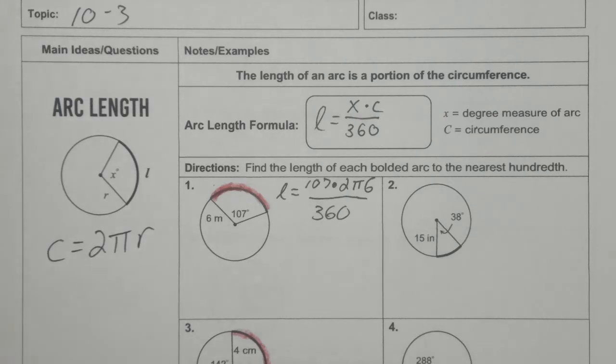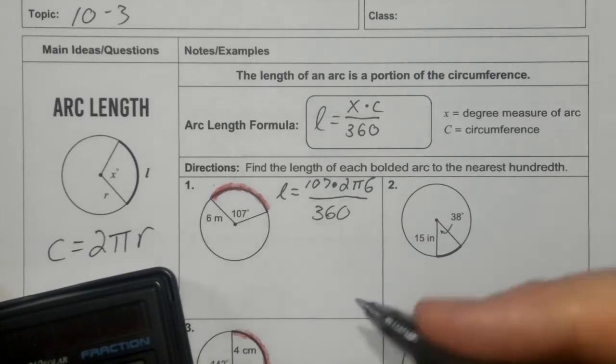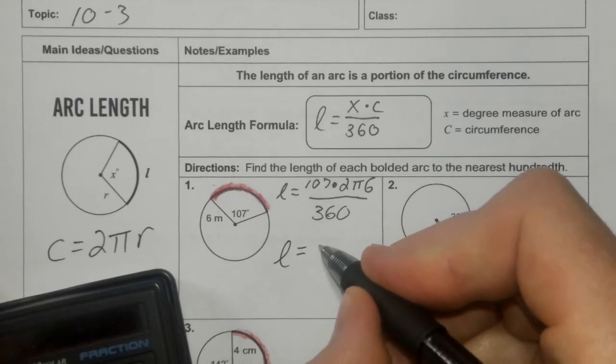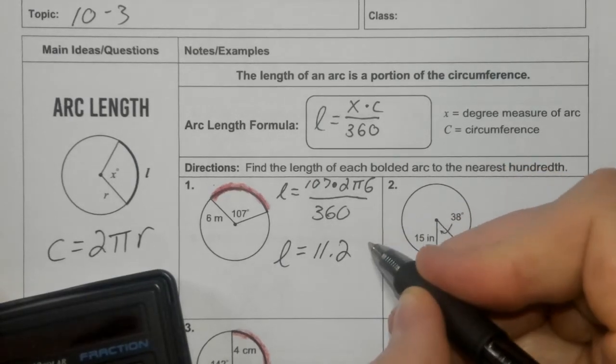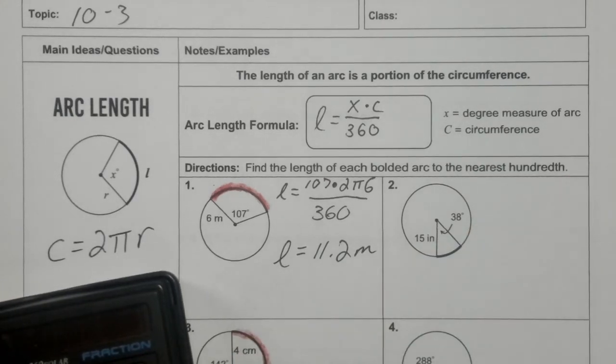Okay, so we'll do some multiplication. On my calculator, I'm going to type in 107 times 2 times 3.14, or you can use the pi button if you'd like, times 6 equals, and then I'm going to divide by 360, and I get about 11.2. It's about 11.2 meters. This is the same unit of measurement as the radius was.